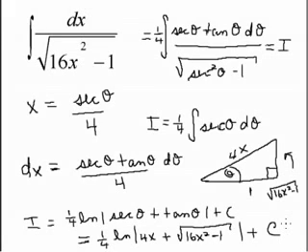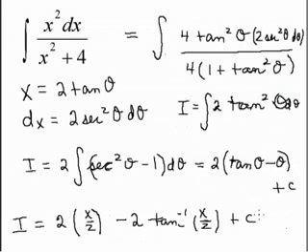Once again, we draw our representative triangle. In our representative triangle, the opposite side is the square root of 16x squared minus 1. The adjacent side is 1, and the hypotenuse is 4x. And in this way, we get that the secant of theta is 4x. This leads us to the final expression of our integral, 1/4 natural log of the absolute value of 4x plus the square root of 16x squared minus 1, plus a constant of integration.